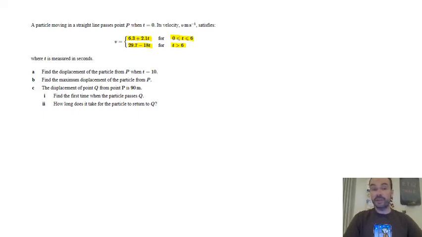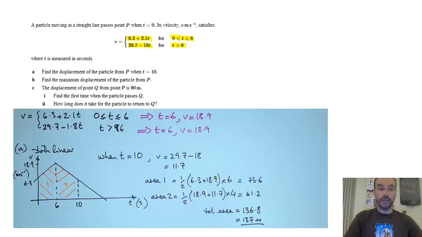You can check the answers in the book. You can check by doing it by integration. I've not done it by integration. So both linear, so the graph looks like this. For the first 6 seconds, we've got linear increasing. After 6 seconds, we've got linear decreasing. Find the displacement when t is 10.